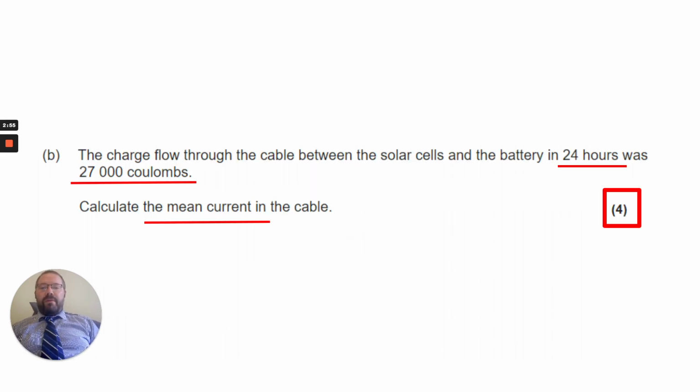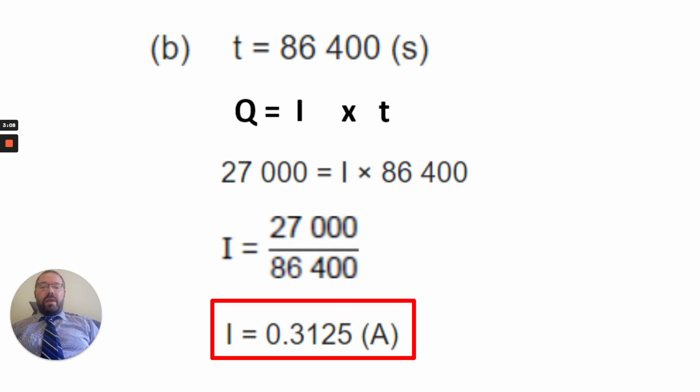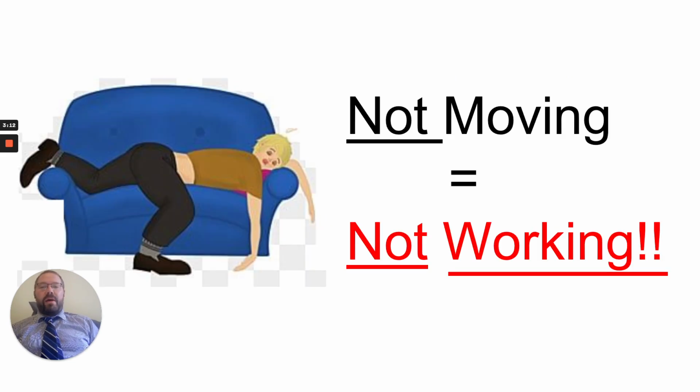Here's a real-life GCSE question worth 4 marks. When I see 4 marks, I'm thinking about tricks, and 24 hours is the trick. Remember our converting time slides? Well, here's the marking scheme. And you can't do it without converting for time. Easy. 4 marks for that.